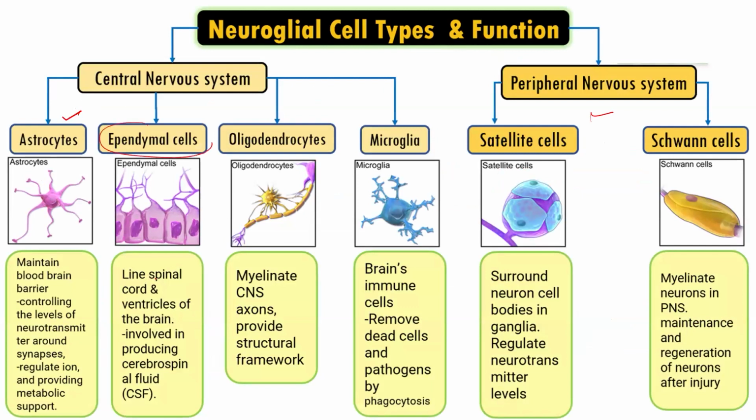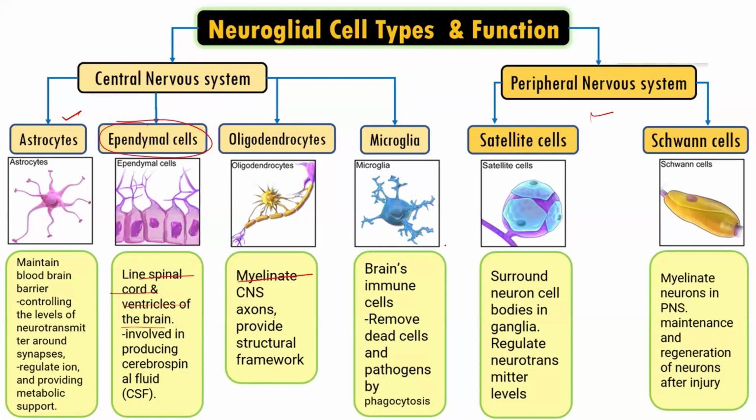Then we have ependymal cells. What is the function of ependymal cells? They line the spinal cord and ventricles of the brain, and are also involved in the production of the cerebrospinal fluid. Cerebrospinal fluid is the fluid which is present within the membranes of the brain and the spinal cord. Then we have oligodendrocytes. As I mentioned, their function is the production of myelin sheath. So they myelinate the CNS axons, thus providing a structural framework to the neurons.